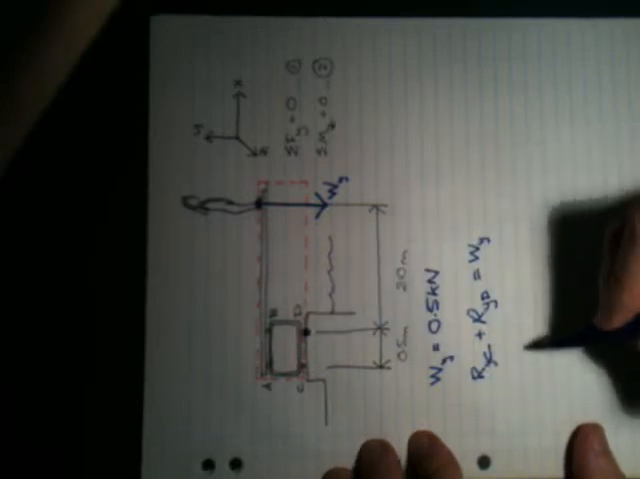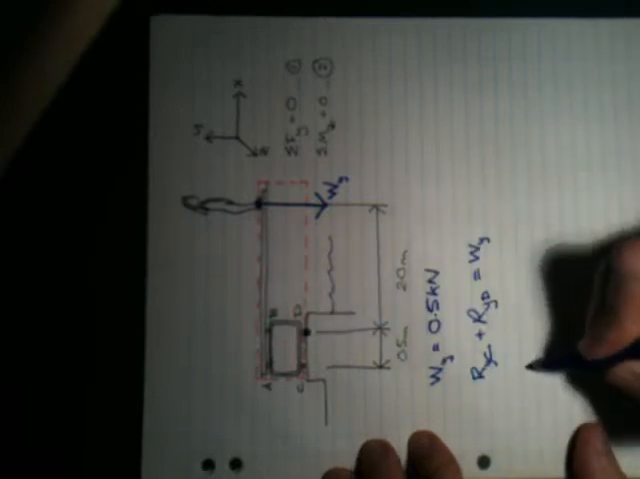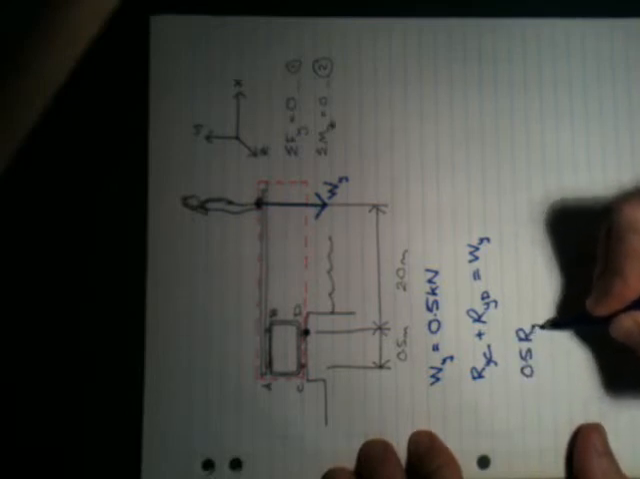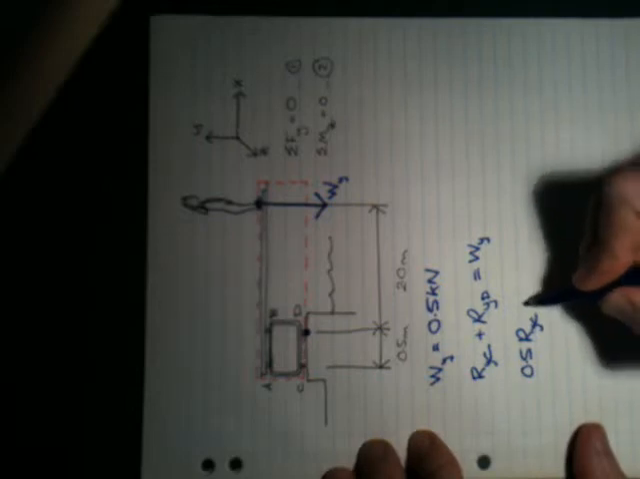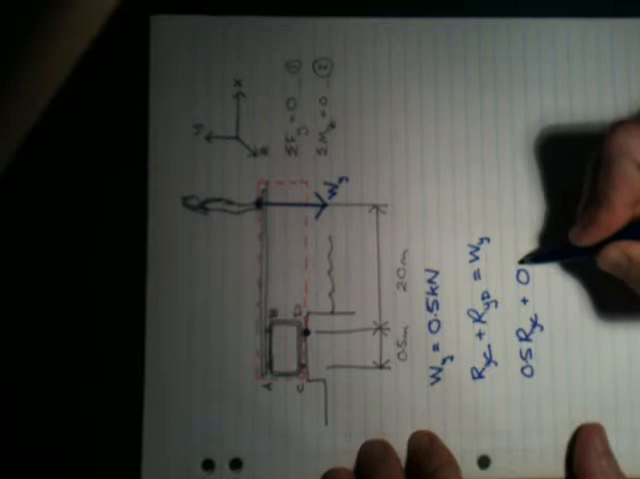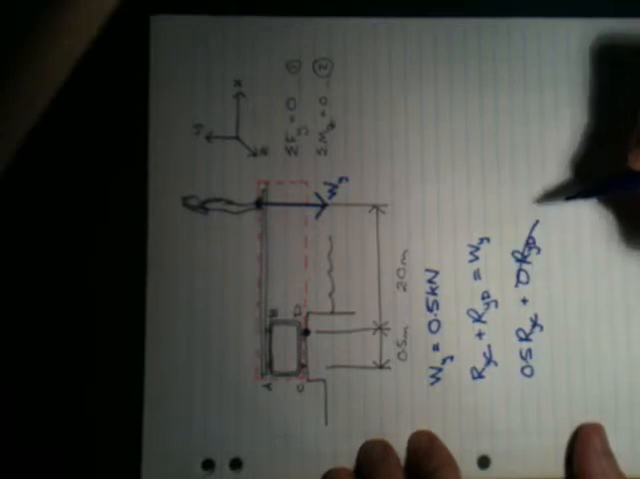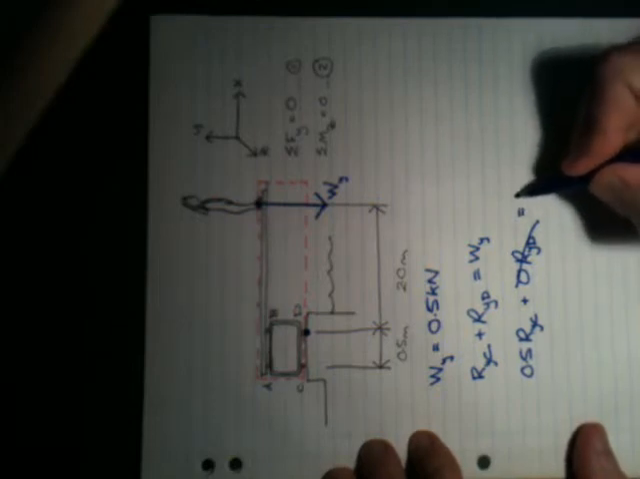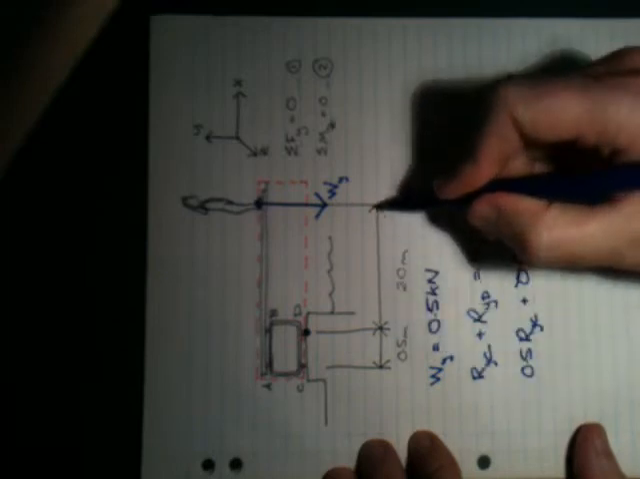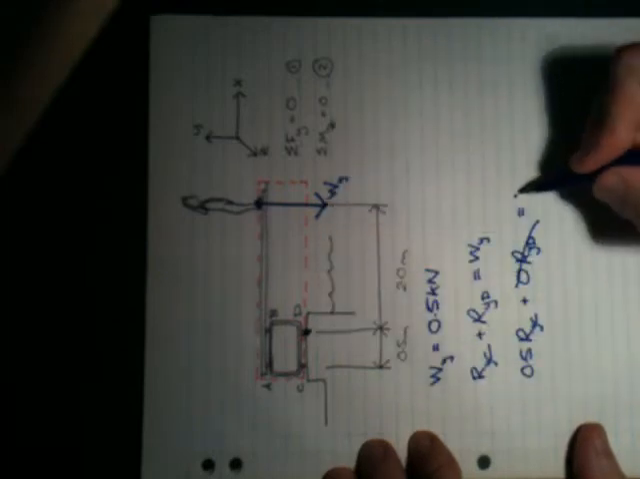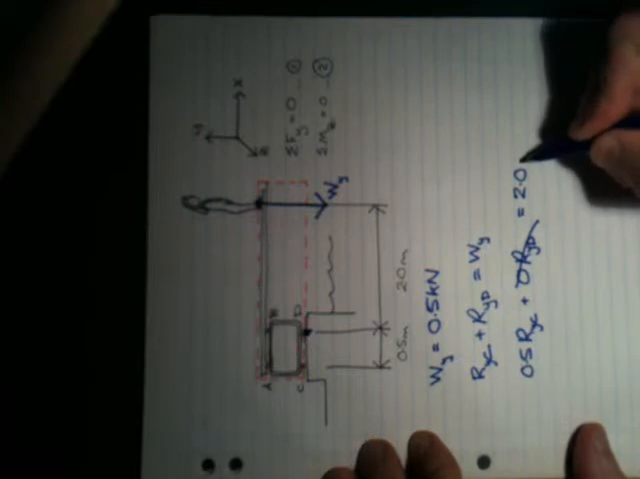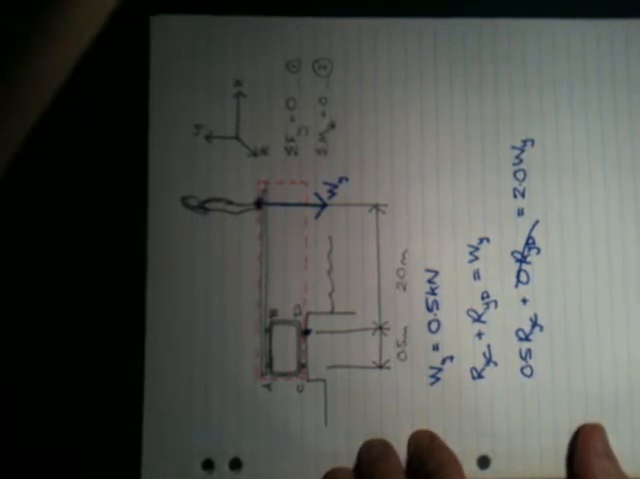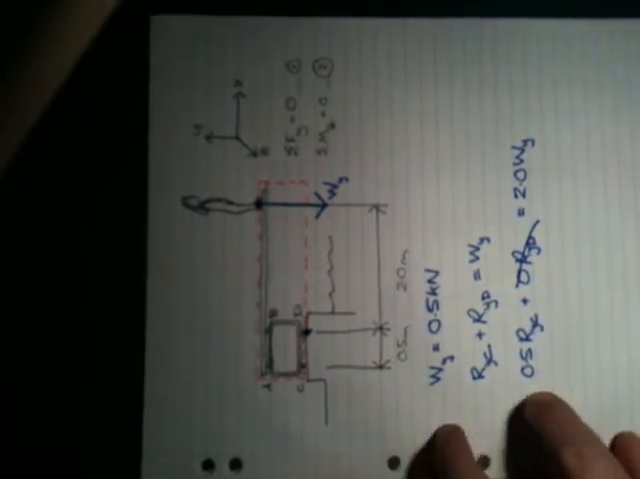Okay, so if I can write that out, what that's telling me is that 0.5 meters times the reaction in Y at C plus, if you like, 0 times the reaction in Y at D, which is just 0, equals 2 meters. Okay, the eccentricity from D to the point of the load, 2.0 times Wy.